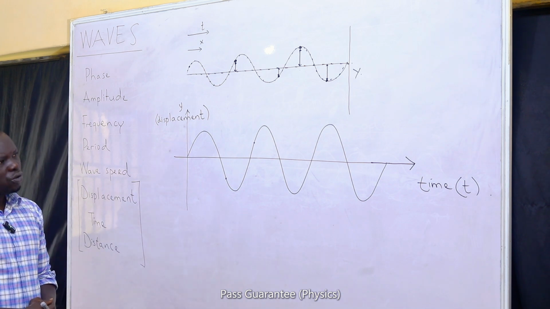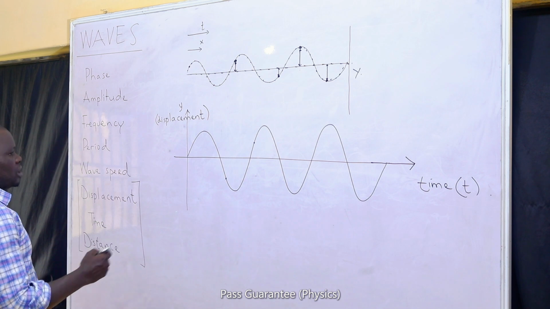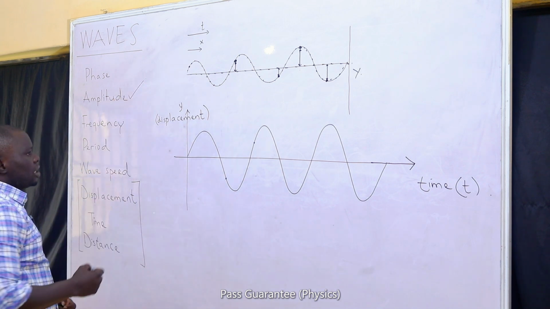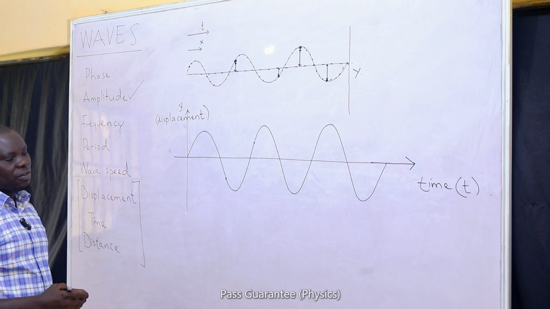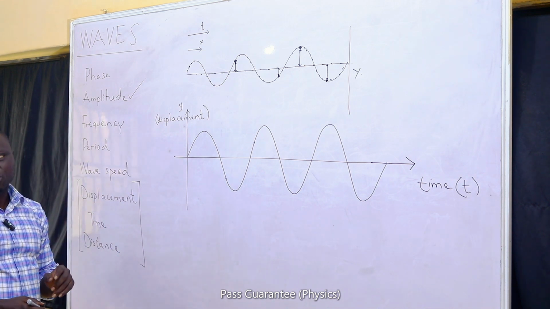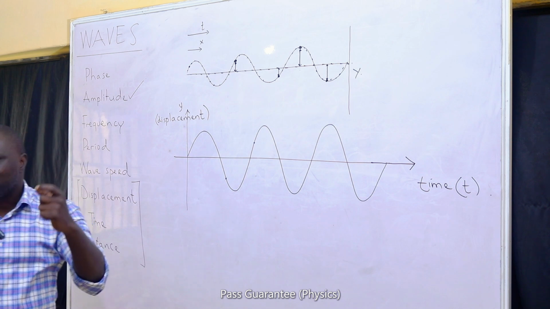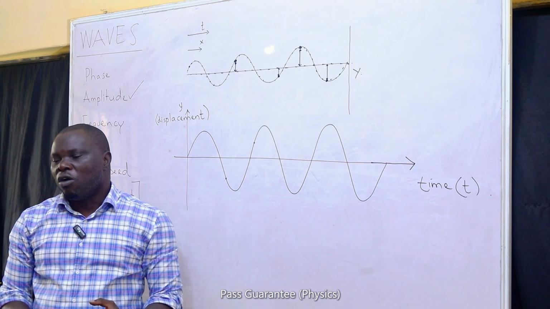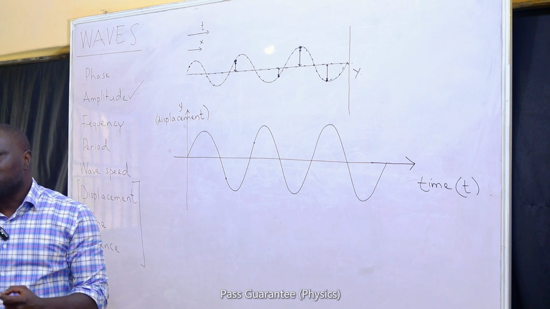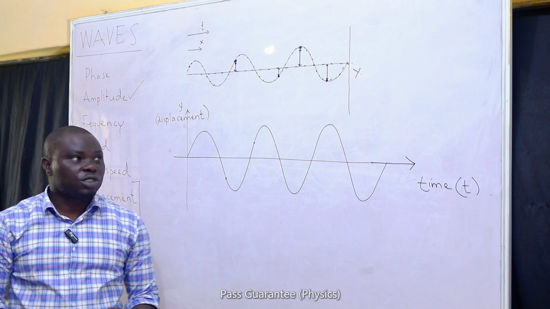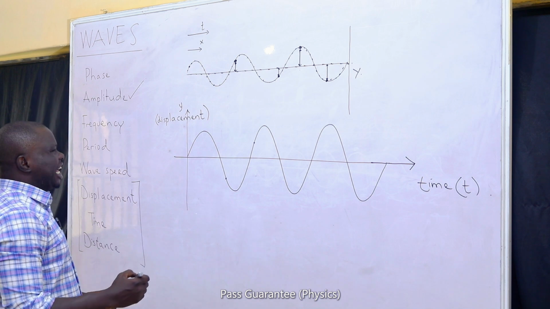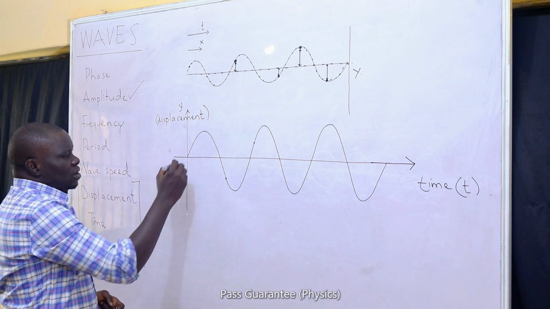Now, I'll start to discuss each of these parameters. The very first one, which is easiest for us to understand, is amplitude. The amplitude is the maximum displacement of a wave from the rest position. It is the maximum displacement of the particles of a wave from the rest position.